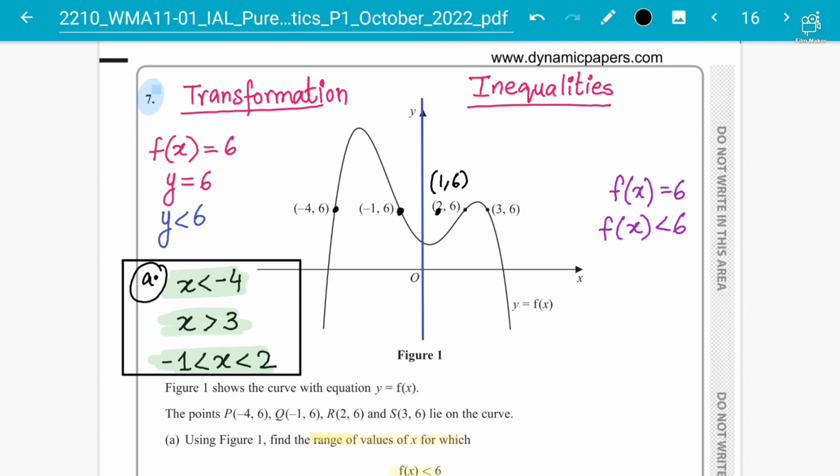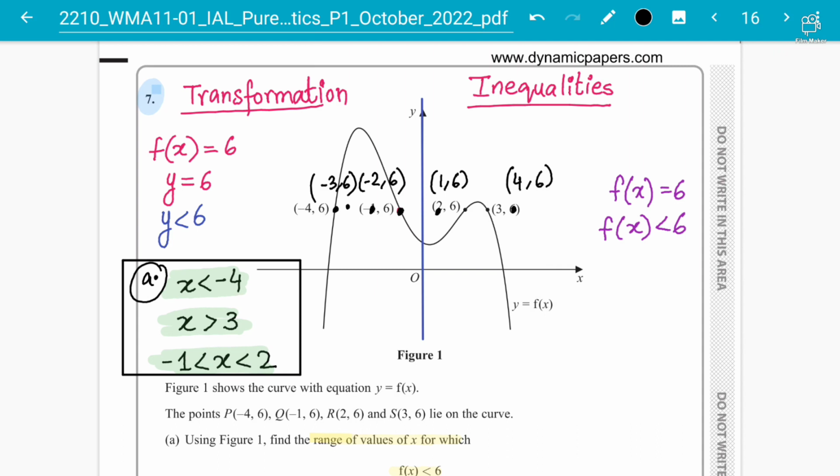This point will reflect here. Similarly, -4, 6 will be reflected here and become +4, 6. Then this 2, 6 will become -2, 6. The positive x sign will become negative, and then +3 will become -3, 6. So +3, 6 will now become -3, 6.